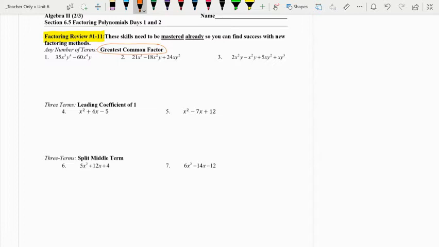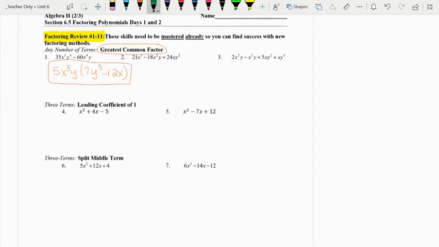So if we look at number 1, I can divide 35 and 60 by 5. And then we have x to the third and x to the fourth. So we can take out an x to the third. And then y to the fourth y, we can just take out one y. Once we do that, we're left with 7y to the third minus 12x as a final answer.